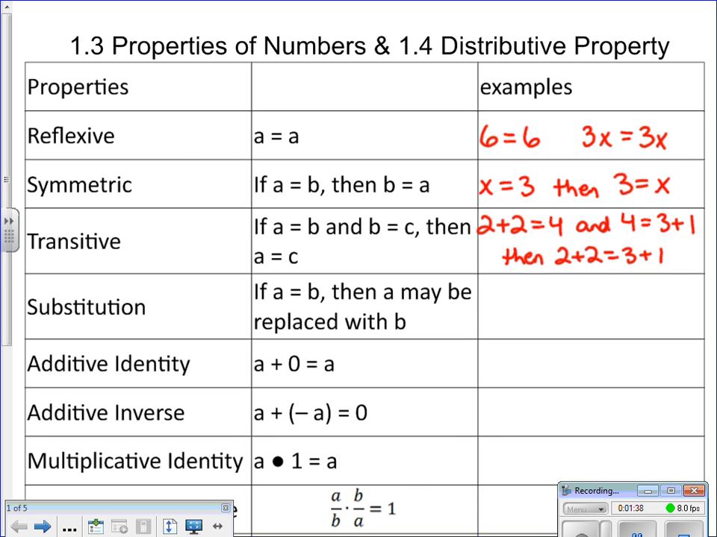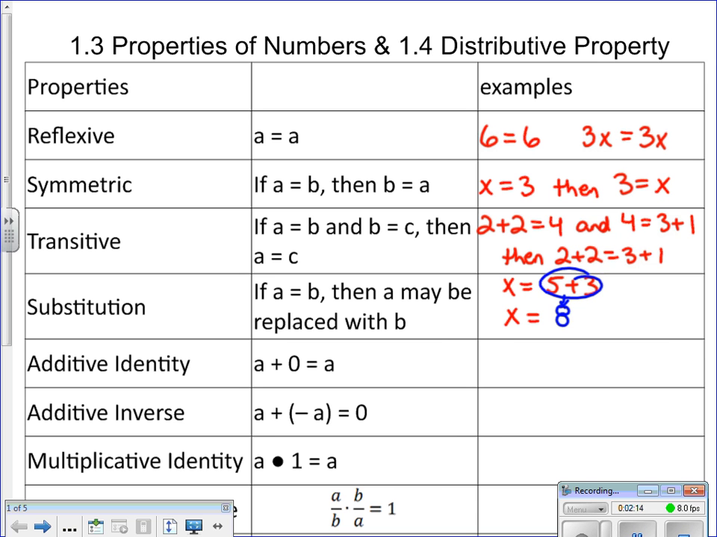Now substitution. Substitution is about replacing something. If one thing is equal to another, it can be replaced. Like, let's say x equals 5 plus 3. What's something that's equal to 5 plus 3? Right, x. So replacing 5 plus 3 with an 8, that's substitution. Turning something that's equal into something else.